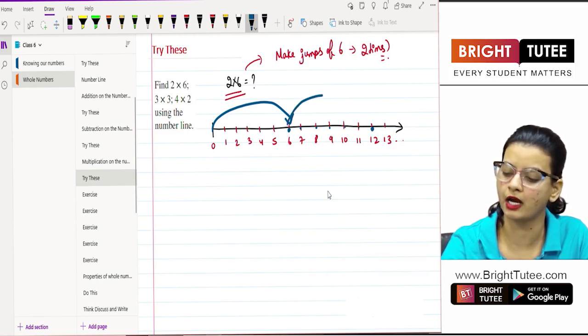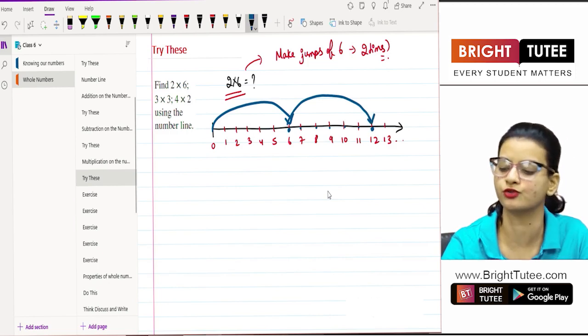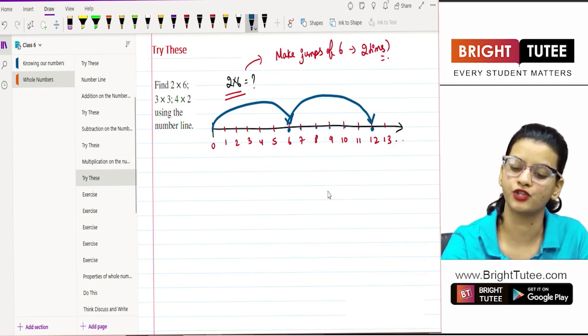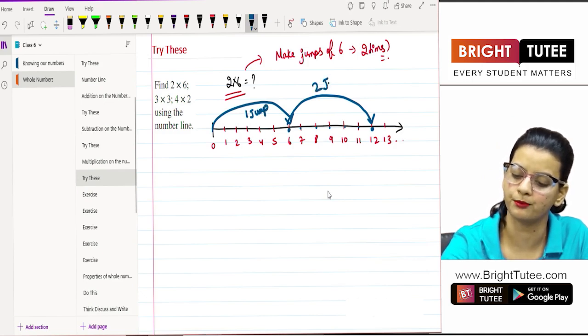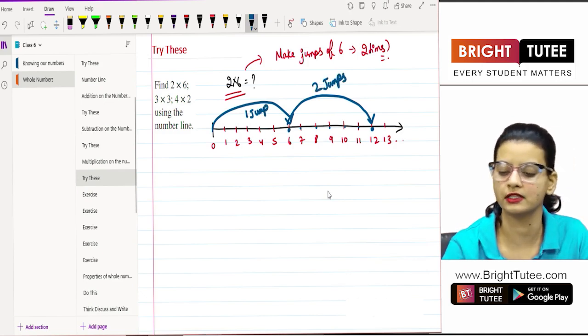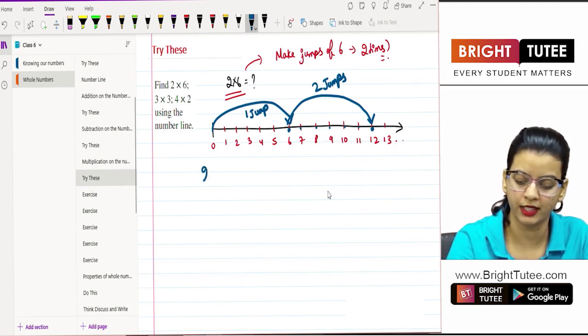This is my other jump of 6, from 6 to 12. So I have made 2 jumps: this is 1 jump and this is 2 jumps. These are the jumps. So what do I get? 2 into 6 equals 12.